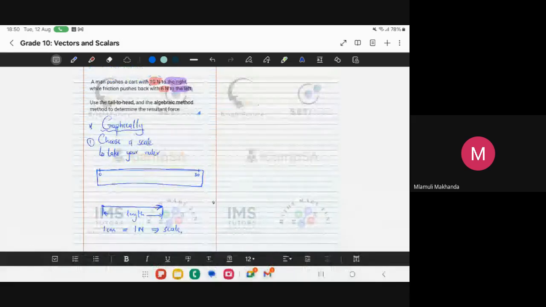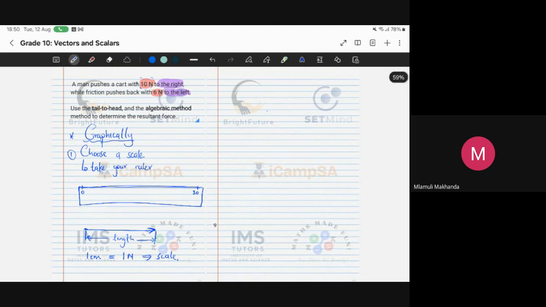So as I was saying, you can't choose a scale that will be outside your ruler because you won't be able to draw that vector. What do I mean by that? Let's make an example like this: 4 centimeters on my ruler is equal to 1 newton. You can't do that. Why?